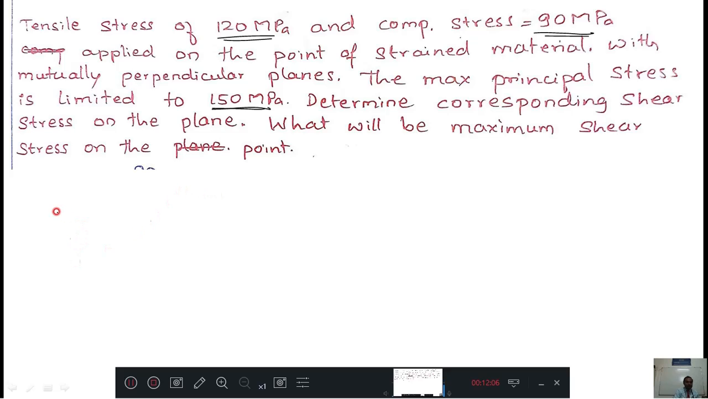Now I will just draw the diagram based on the given data, and here 120 and 90 both are given, both are normal stress, but 120 is the maximum, therefore this I will consider as sigma x and this I will consider sigma y.